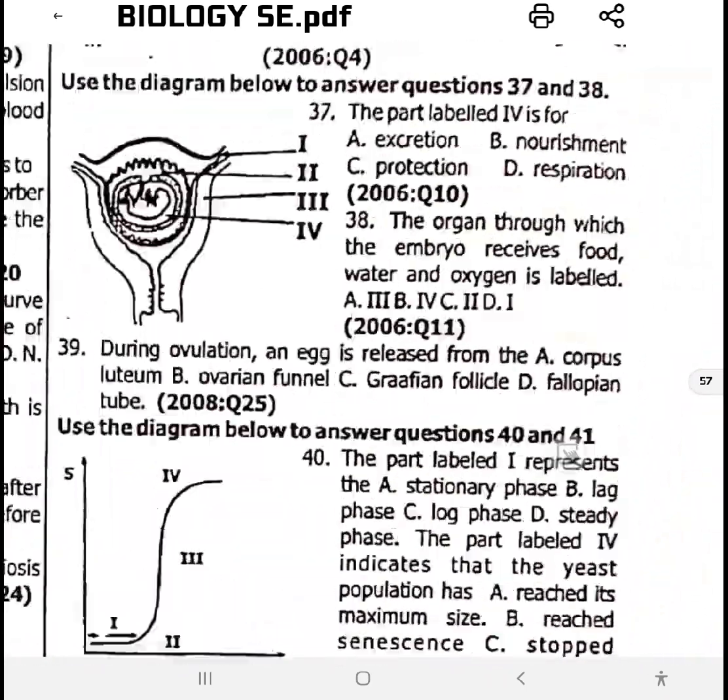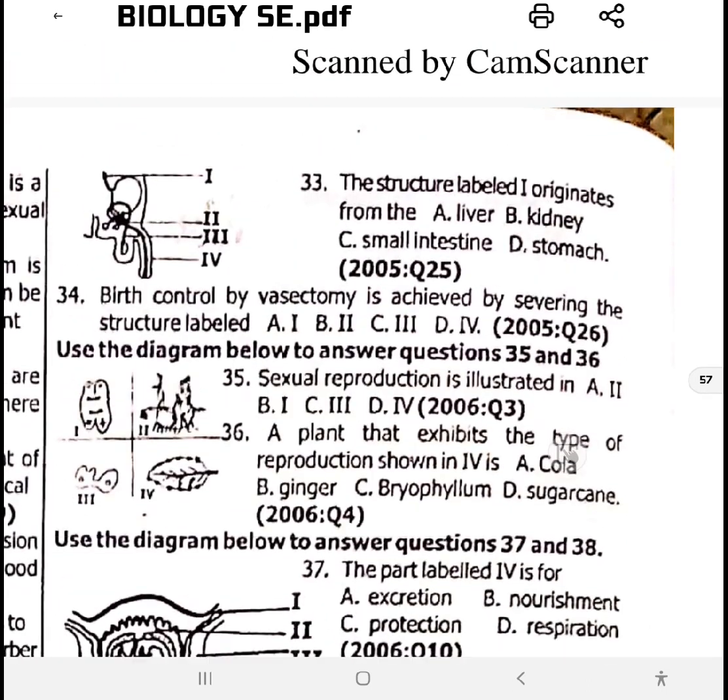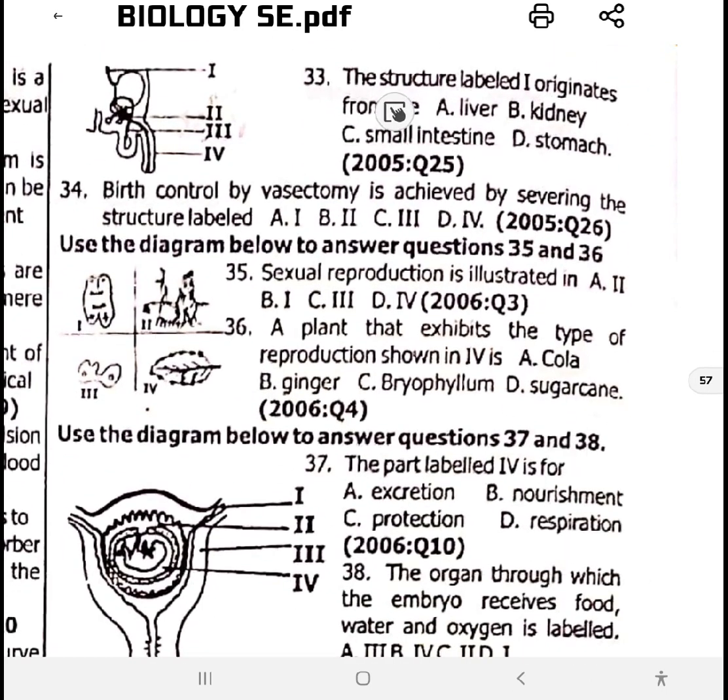So we'll continue from question 33. The structure labeled I originates from this part. It originates from the kidney. Option B. 34: birth control by vasectomy is achieved by severing the structure labeled. You sever the structure labeled option C.